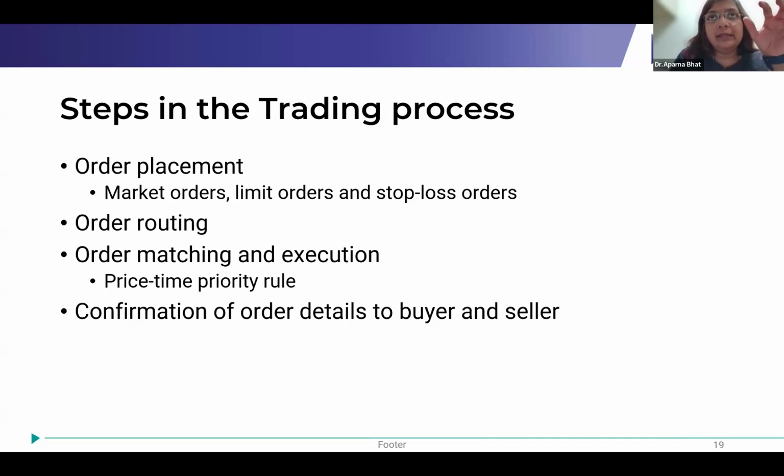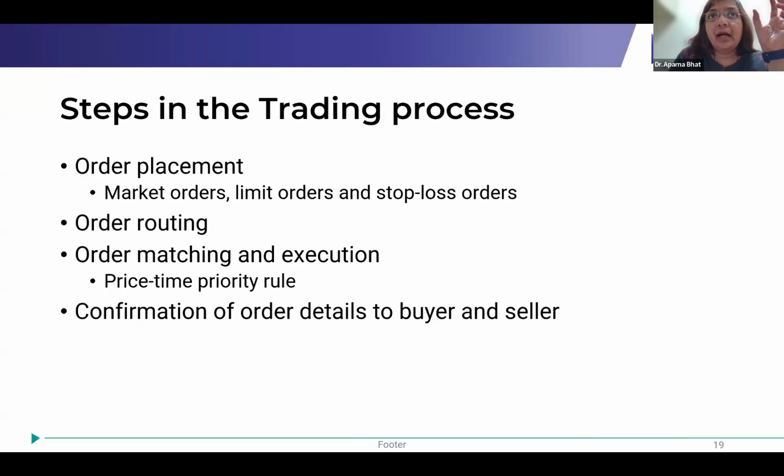Order routing is the next step. Order routing means once the client's order is punched into the broker system, the order is routed to the exchange server. And once it goes to the exchange server, it goes and sits in the electronic order book of the exchange where the exchange matches the order. Okay. And the exchange's rule is price time priority.